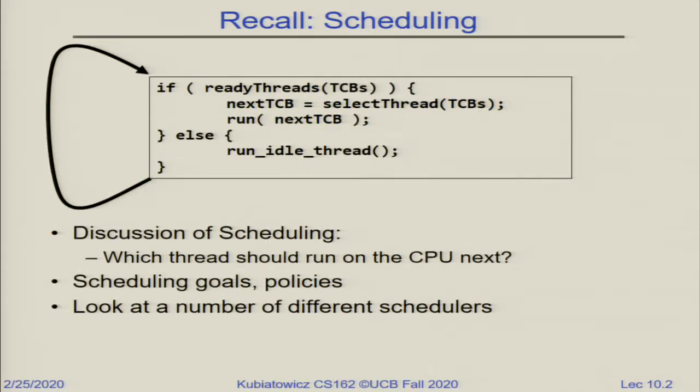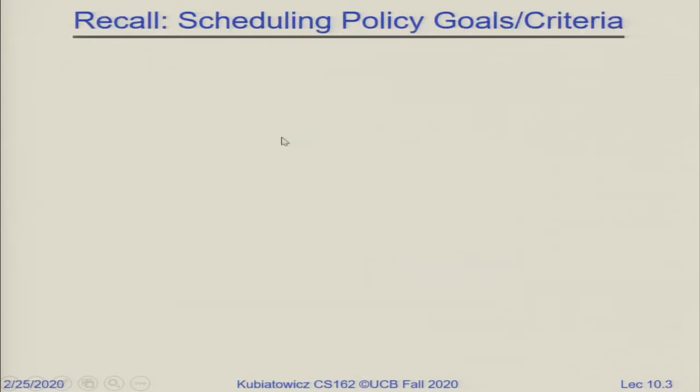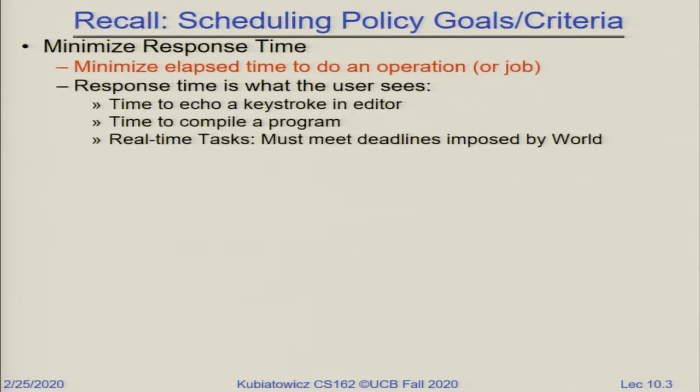And if you remember, the discussion of scheduling was really around this loop that we just keep constantly selecting a new thread, running it for a period of time, going back, selecting a new thread, and that's scheduling. And the question is, how do you do that? And we were starting to talk about goals for scheduling. Among other things, the goals for scheduling aren't always compatible with each other.